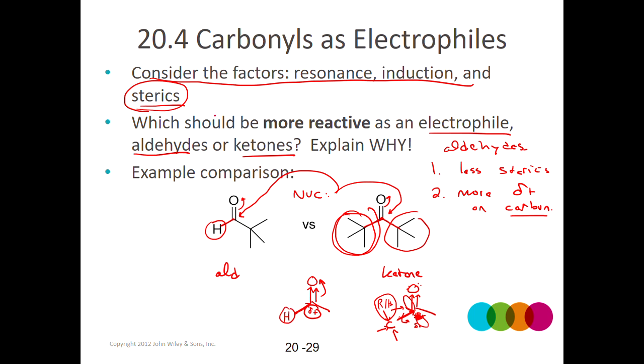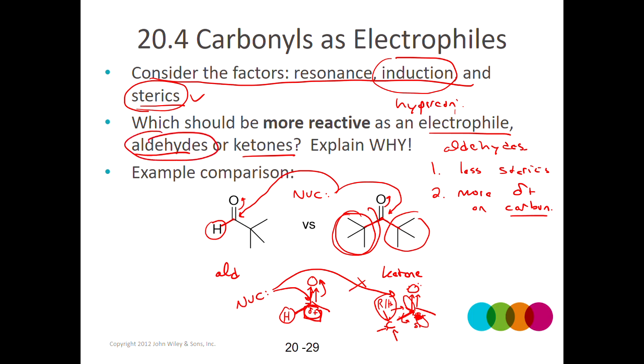So because the hydrogen's less sterically hindering, and because it does not donate electrons through induction or hyperconjugation nearly as effectively as an R group would, I'm going to have a larger quantity of partial positive here, and it's going to be more likely for a nucleophile to attack there versus over here on the ketone. So aldehydes are especially electrophilic and lend themselves toward reactions with nucleophiles more than ketones do.